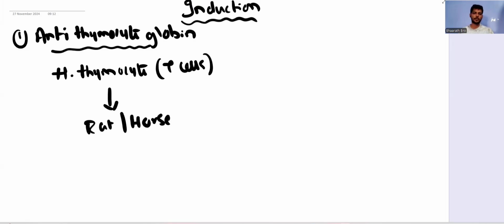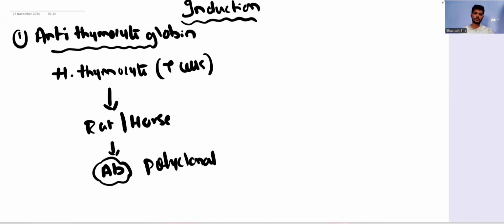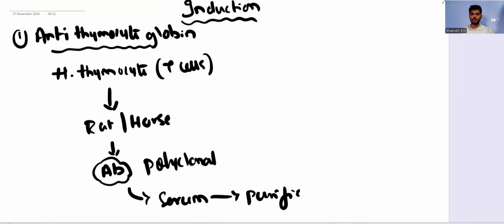Now, because this is foreign to the rat or horse, they produce antibodies against it. These antibodies, as I told you, are polyclonal antibodies because they are from different sources and they act on different epitopes of the same antigen. Now, the serum of this animal is taken and purified so that you get gamma globulins, which are nothing but antibodies.